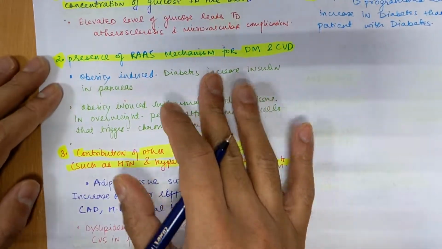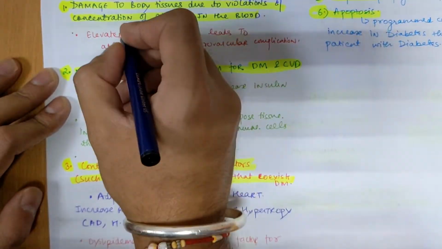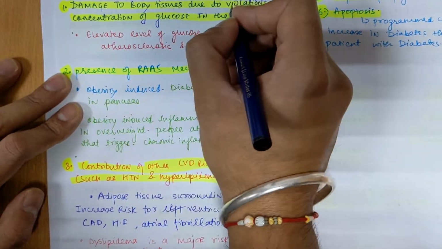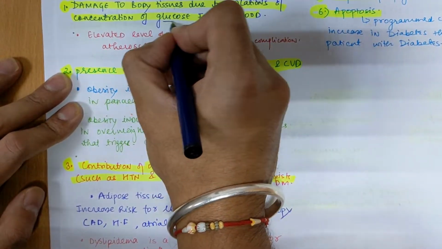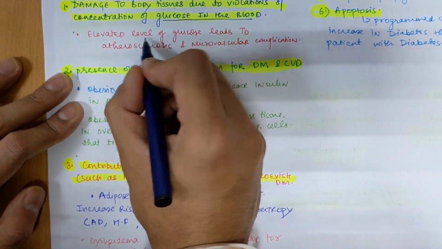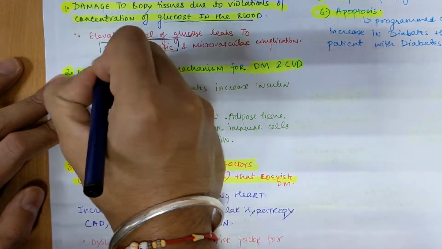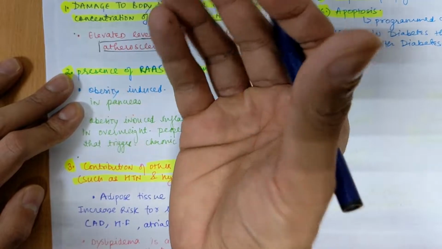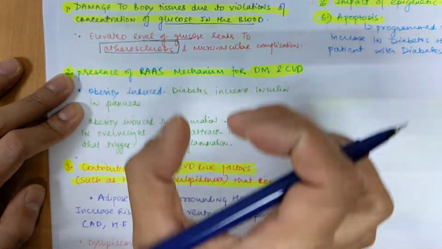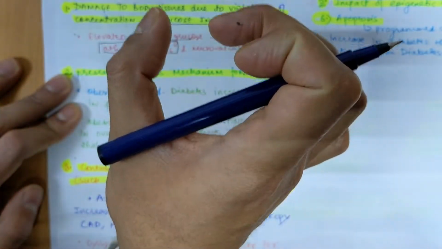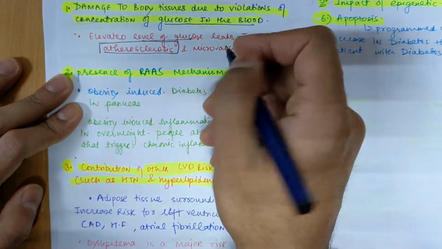Now what are the etiology and pathophysiology of cardiovascular disease in diabetes mellitus? It causes damage to the body tissues due to the disturbance in the concentration of glucose in the body, as I told you, and this leads to elevated glucose level, and further this can lead to atherosclerosis. You know atherosclerosis, it is an accumulation of plaques or fatty deposits inside the blood vessels, which narrows your blood vessel, due to which there is an increase in blood pressure.